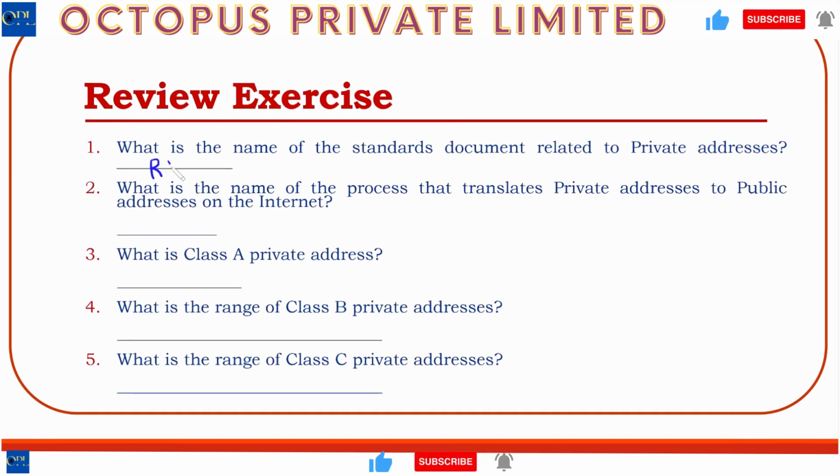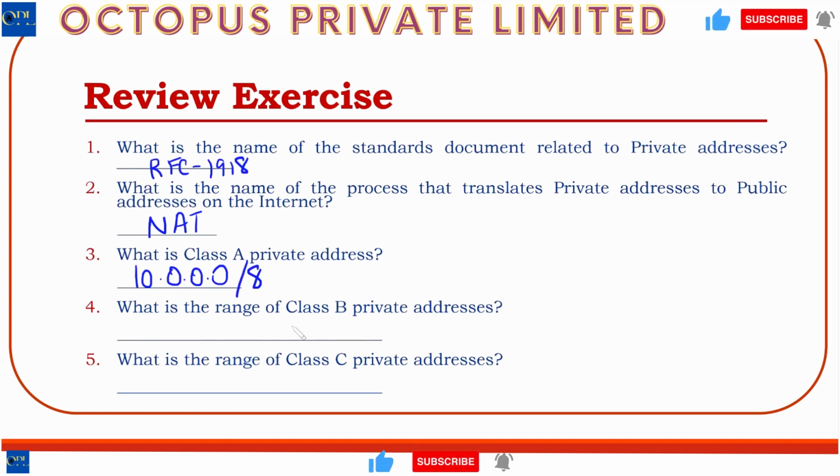Let's take a look at the review questions at the end of the module. What is the name of the standards document related to the private IP addressing? That is called the RFC 1918 addressing document. That's the standards document for the private addresses. What is the name of the process that translates private addresses to public addresses on the internet? The process is called NAT.